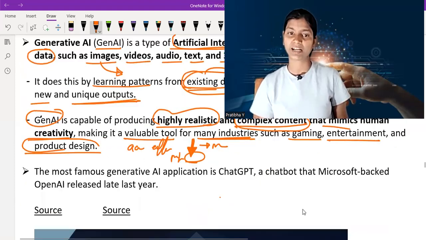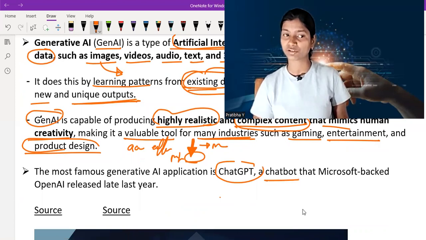The most famous generative AI application is ChatGPT, a chatbot that Microsoft-backed OpenAI released last year. So ChatGPT is an example of generative AI.